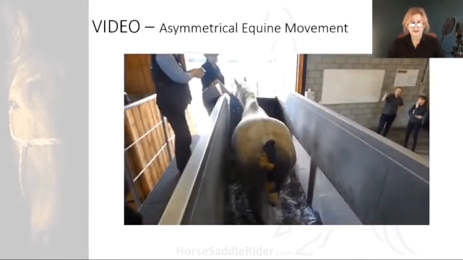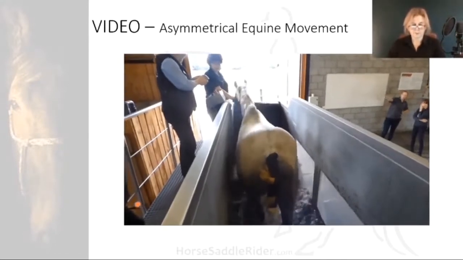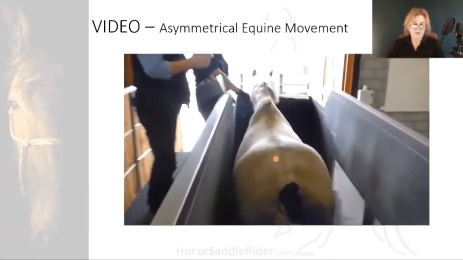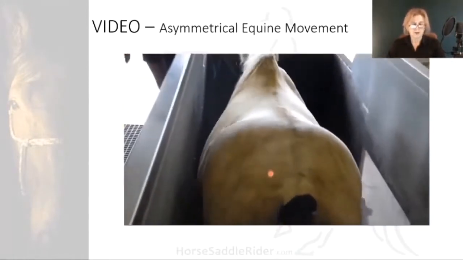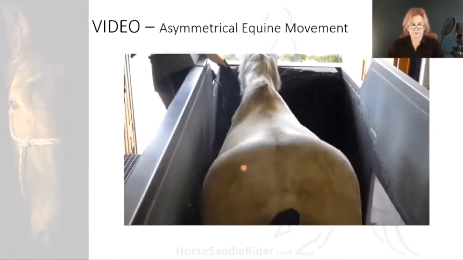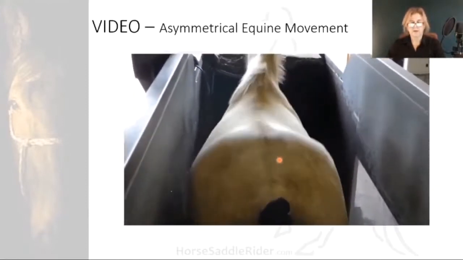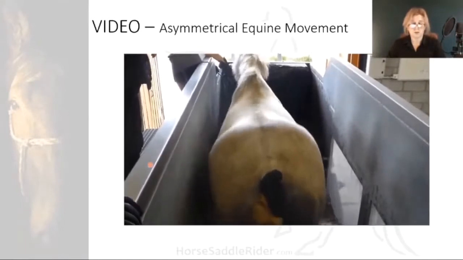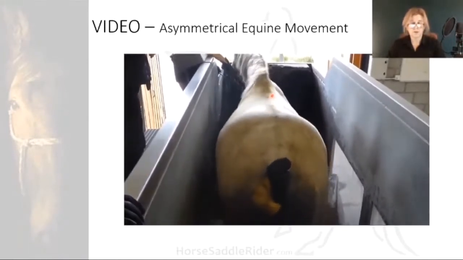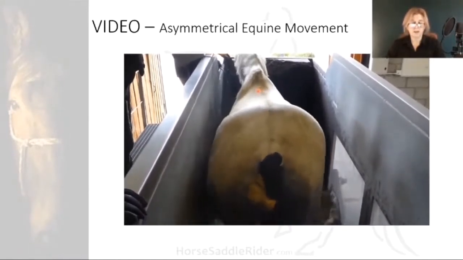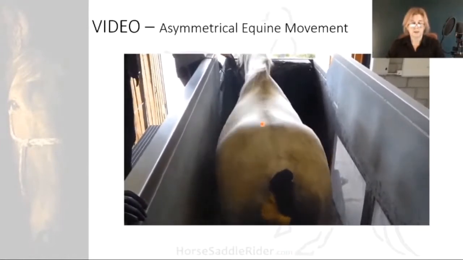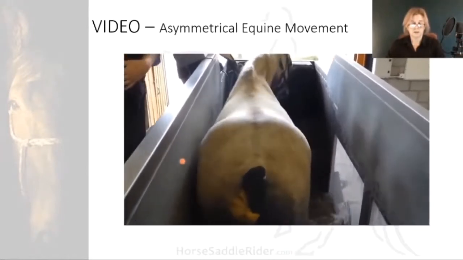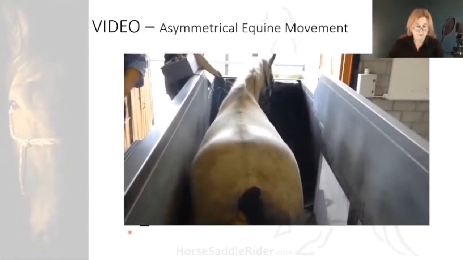So let's take a look at some of those concepts in action. We've got the horse not moving in a straight line, potentially because of the pelvis exerting a different force to the shoulders and forelimbs. We've got some asymmetry through the spine. And some submuscular asymmetry.